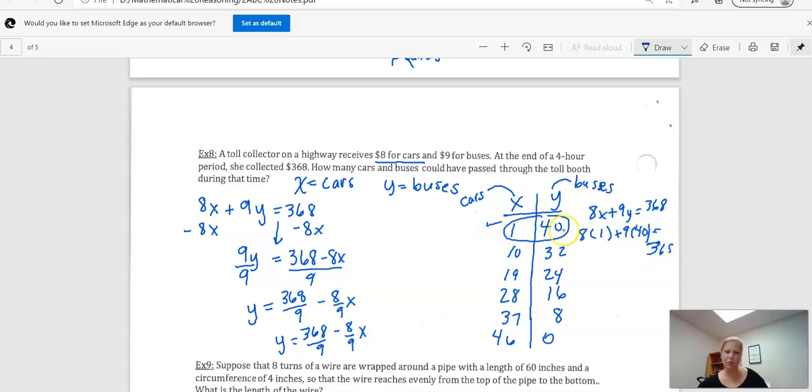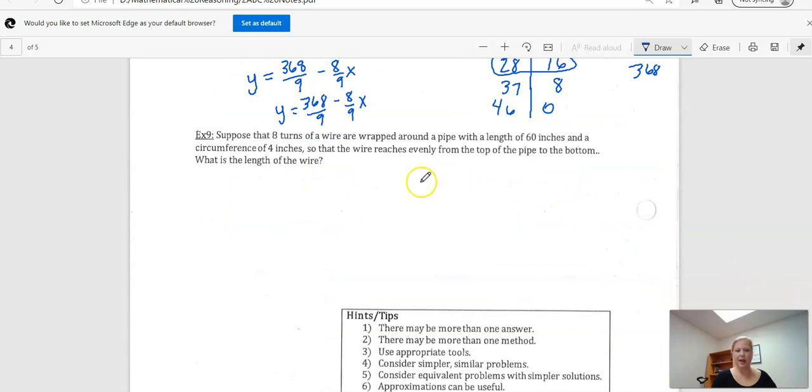We could have 1 car and 40 buses. Let's check this one out just to make sure we're good. So if I do 8 times 28, because they're $8 a car, plus $9 for 16 buses. 8 times 28 plus 9 times 16. Guess what? 368. So I could have 1 car, 40 buses, 10 cars, 32 buses, 19 cars, 24 buses, and so on and so forth. Every one of these would work. Okay, this is the last example.